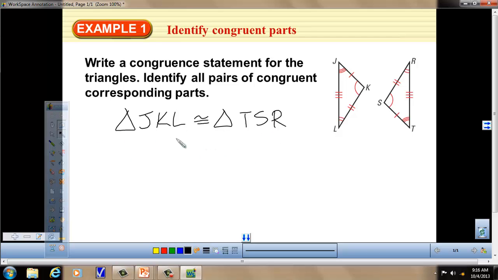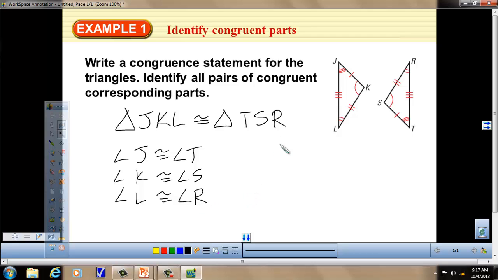We could write this a number of different ways depending on the order in which we do the first one. That determines the order of the second one. Similarly, we can look at all the angles and we can say that angle J is congruent to angle T, angle K is congruent to angle S, and angle L is congruent to angle R.